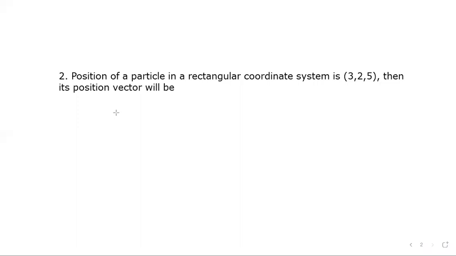The position of a particle in a rectangular coordinate system is 3, 2, 5. Then its position vector will be? Very simple question it is. If I consider the x-axis, y-axis, and also the z-axis, any point is represented in the rectangular coordinate system. At any particular position, the coordinate point is 3, 2, 5.